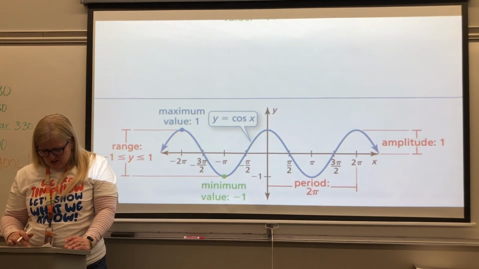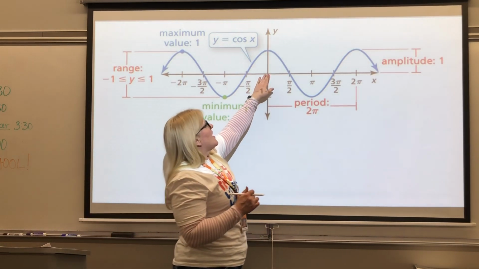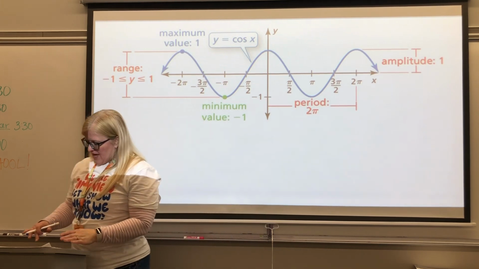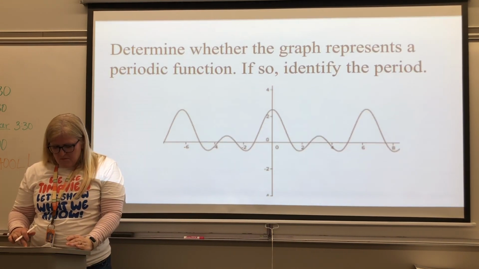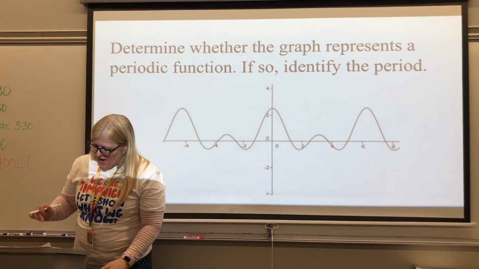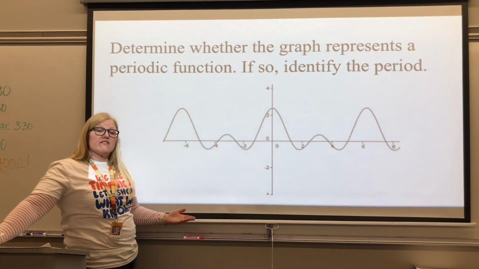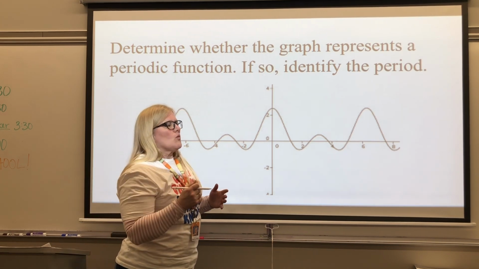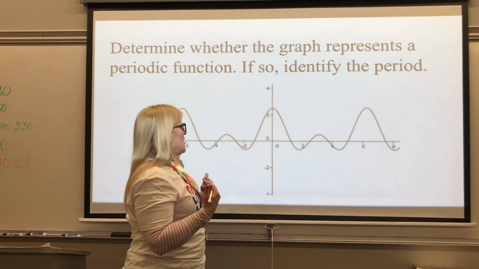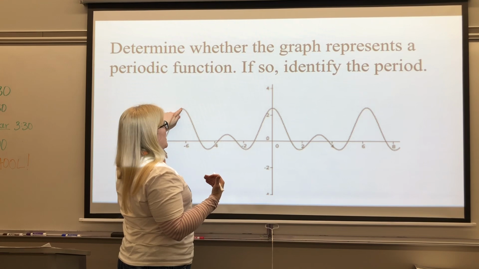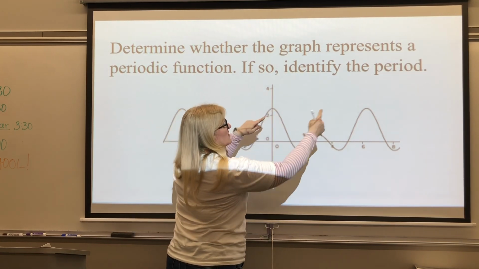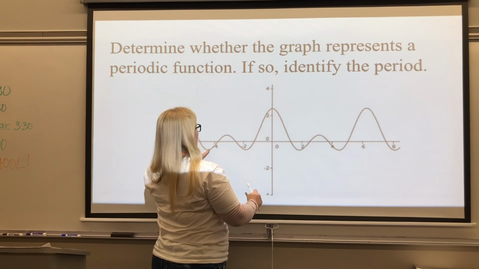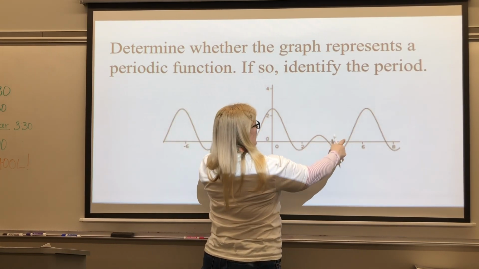All right, here's cosine. Again, you can see it starts at 0, 1, coasting down. So take a minute and determine whether the graph represents a periodic function, and if so, identify the period. Just really quick, we can look at a function and take a point and see if it repeats itself, right? I can go from here to here, I can go from here to here, etc.